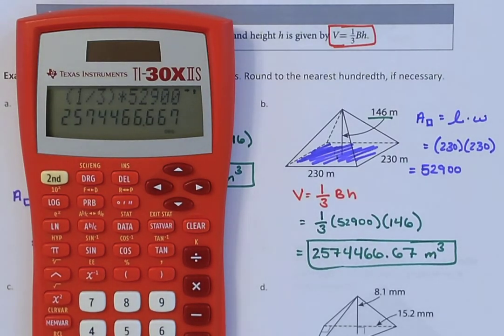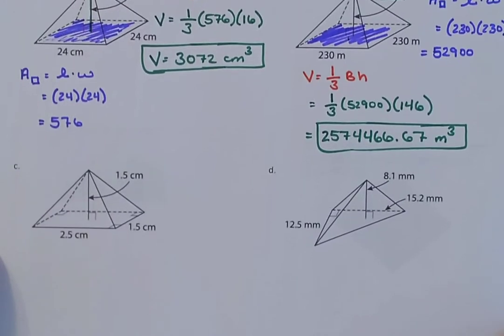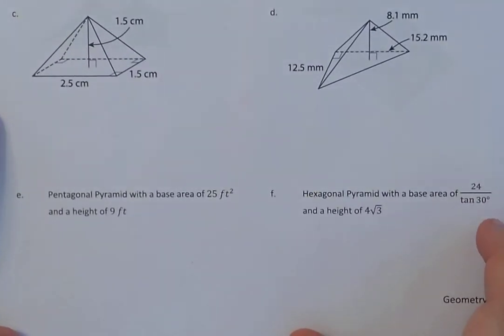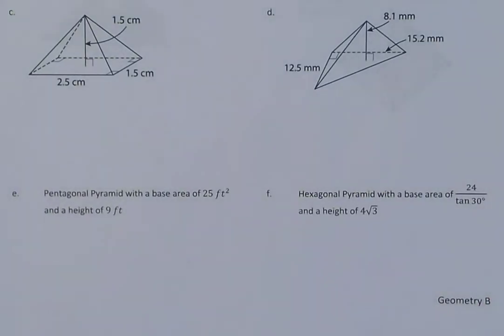So find the area of the base, figure out the height of the pyramid, plug everything into the formula. All right. So that's 2 examples on how to go through and find the volume of a pyramid. Let's go ahead and move on to parts C and D, and then we want to wrap up with E and F because they are a little bit different than what we will have done for A through D.